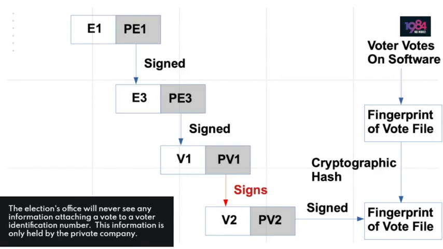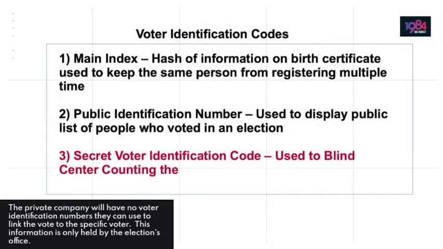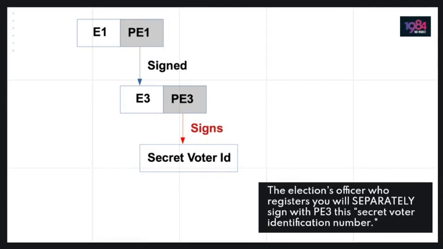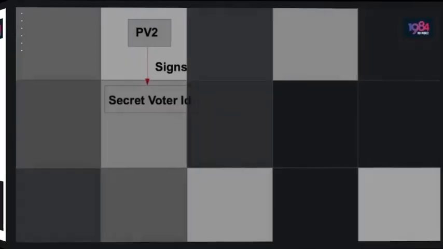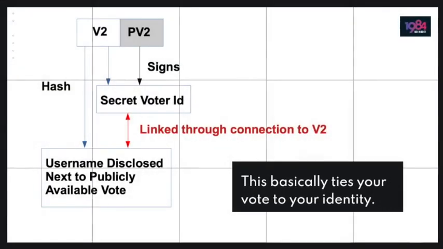This information is only held by the private company. The private company will have no voter identification numbers they can use to link the vote to the specific voter. This information is only held by the elections office. The elections officer who registers you will separately sign with PE3 this secret voter identification number. When you go to vote, you also sign this secret voter identification number with PV2. This basically ties your vote to your identity.